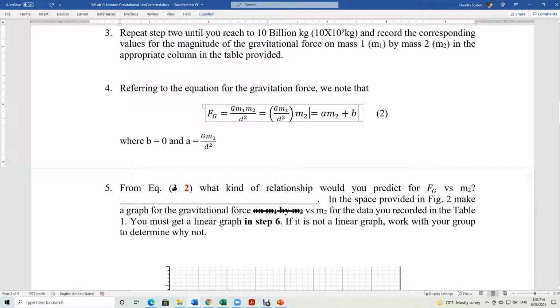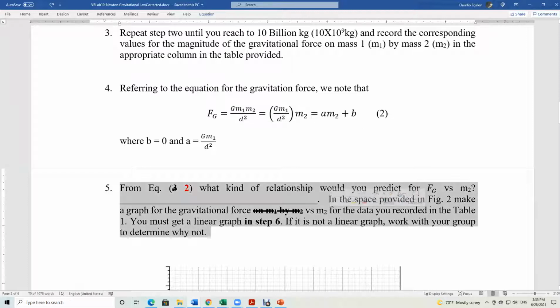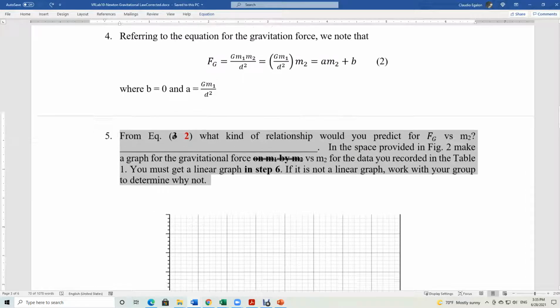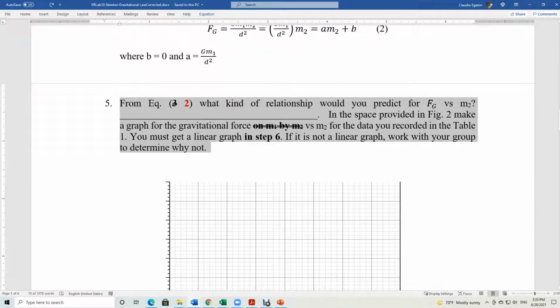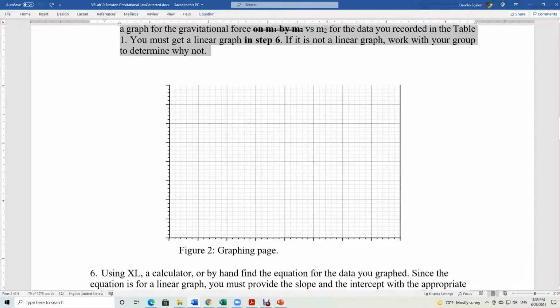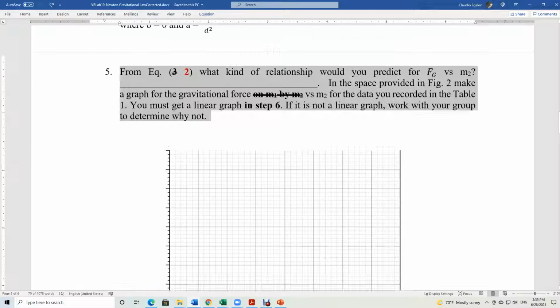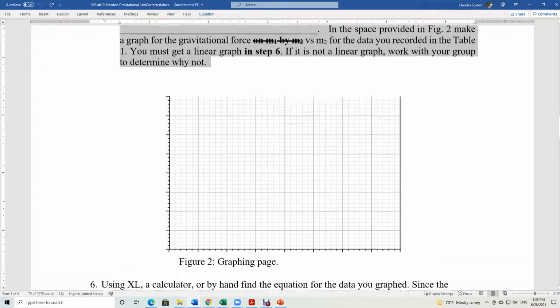So that's what we're going to do. Make a graph for the gravitational force versus M2 for the data you recorded in Table 1. Don't forget there are some mistakes here that I corrected. You must get a linear graph in step 6.